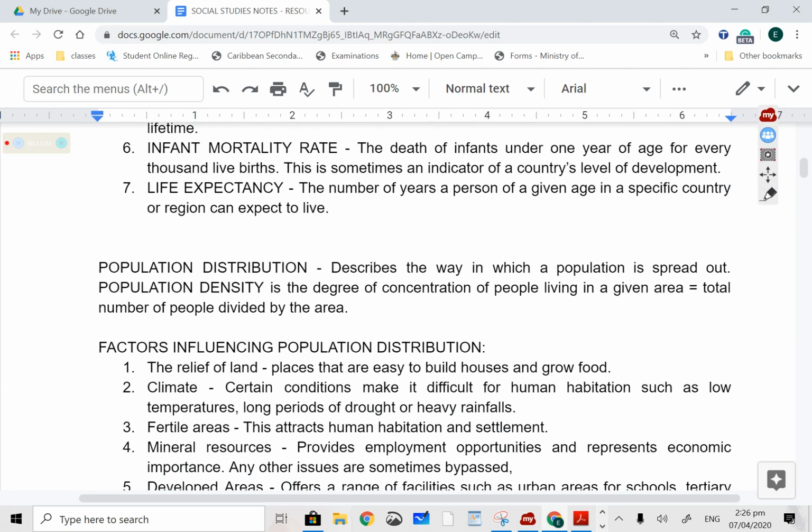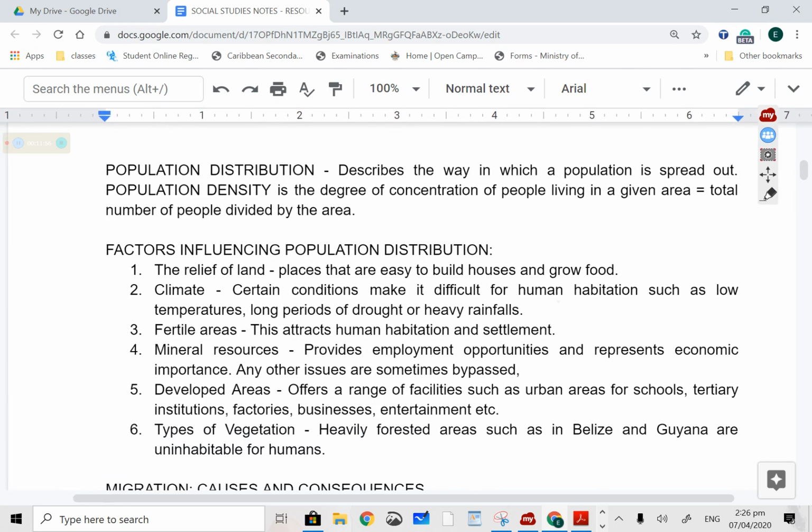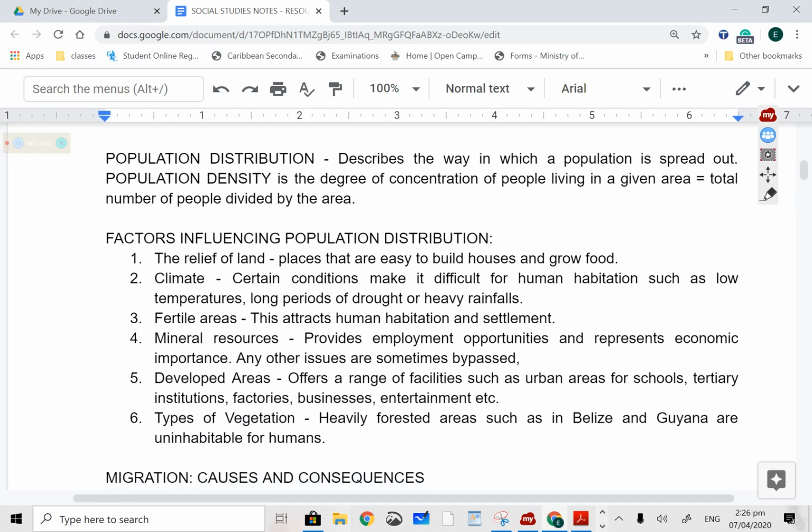Okay, so as we move along, population distribution describes the way in which a population is spread out. Population density is the degree of concentration of people living in a given area, equal to the total number of people divided by the area. Now, sometimes they can ask you to calculate population density, believe it or not, right? So I would advise you to practice, it is not difficult because this is in words here, but if you see it in a textbook, it is not really difficult to actually do.